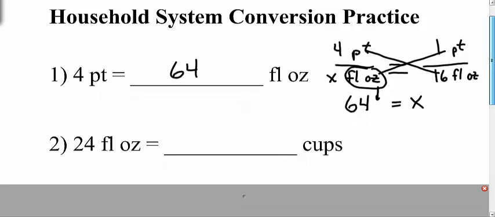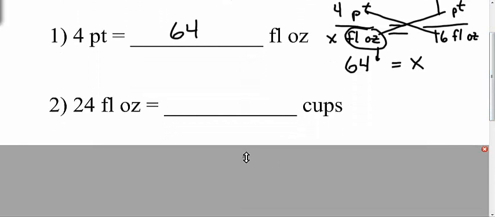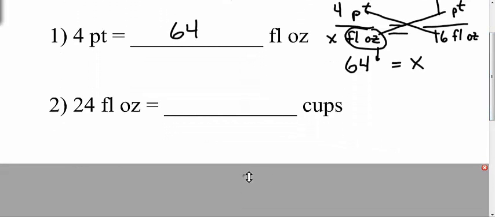On the next problem, we are given 24 fluid ounces and we want to know how many cups. So we just mentioned a second ago that 1 cup was 8 fluid ounces. That's going to be helpful in this problem. So again, set up your proportion with 2 ratios. On one side, write down the problem situation, which is 24 fluid ounces is equivalent to we don't know how many cups.